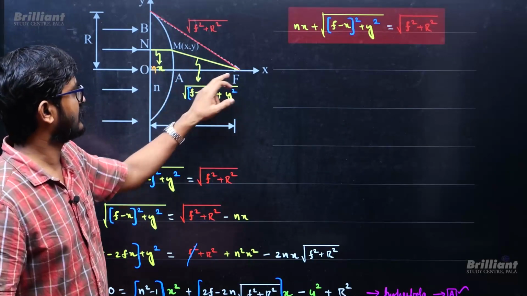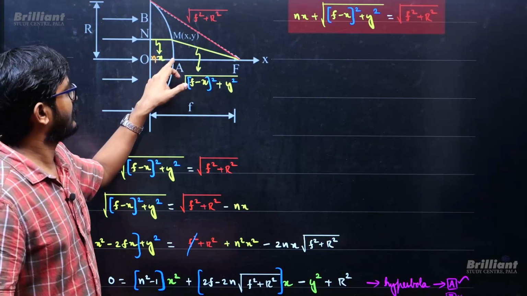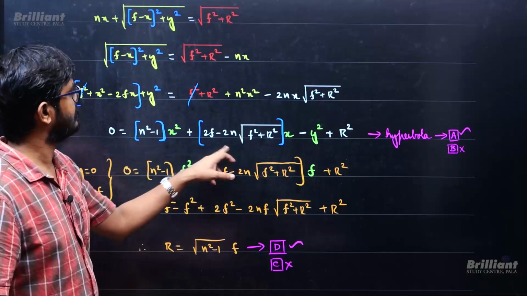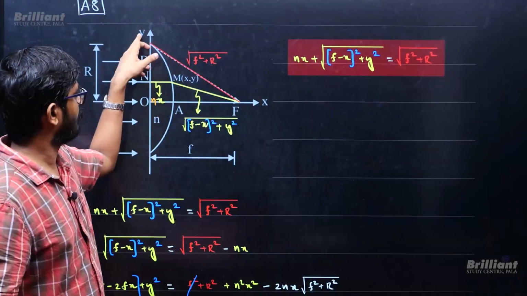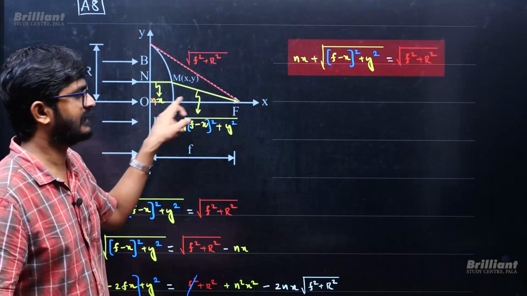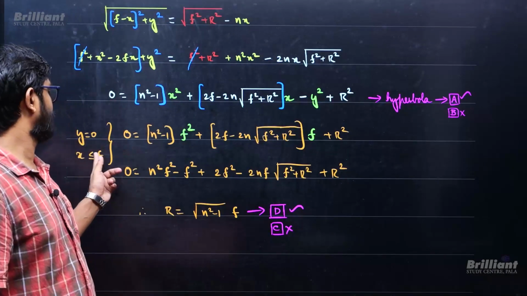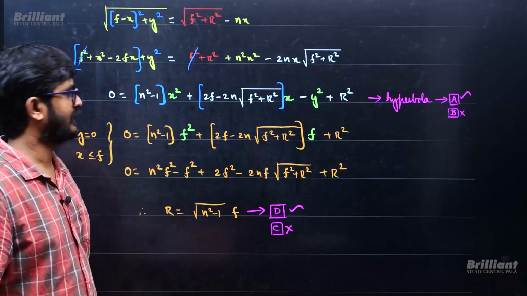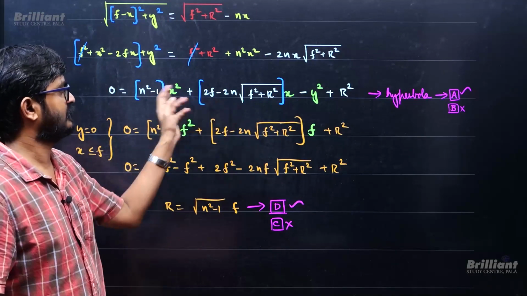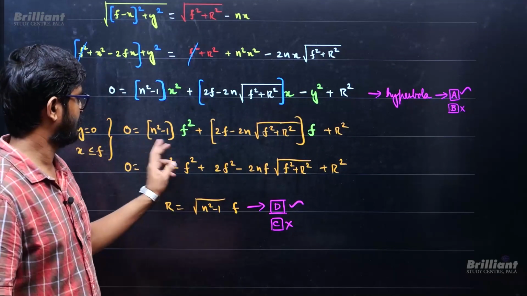Now the focus has to be outside. So for this curve, the equation of this curve, when y is 0, that will give me the x coordinate, and that x coordinate has to be less than the focus. So when y is 0, x has to be less than f. When I go with the critical condition, I can just substitute: when y is 0, x is f. Yeah, I didn't solve it here, but you can solve it.